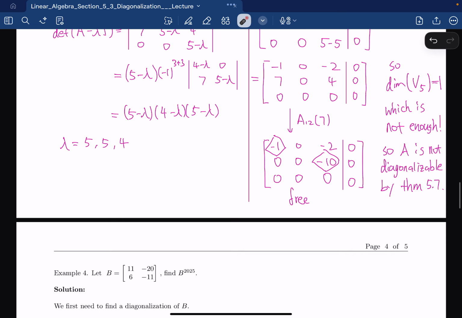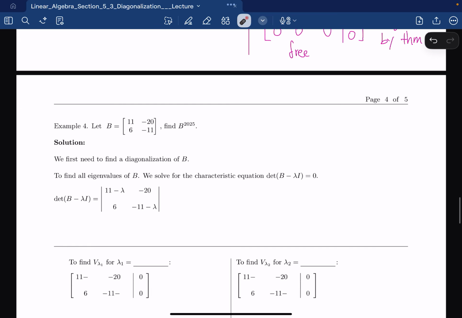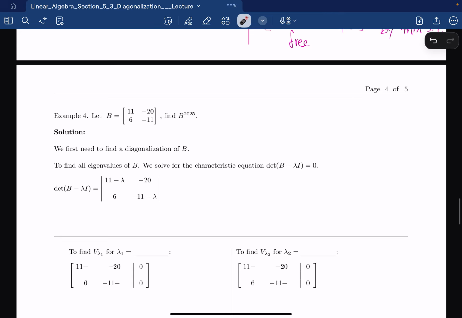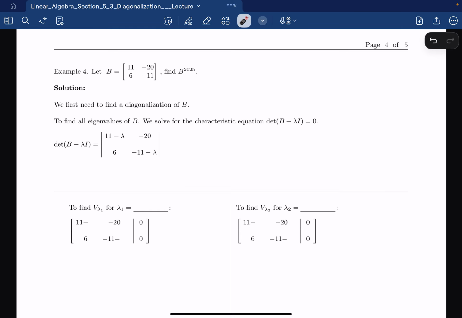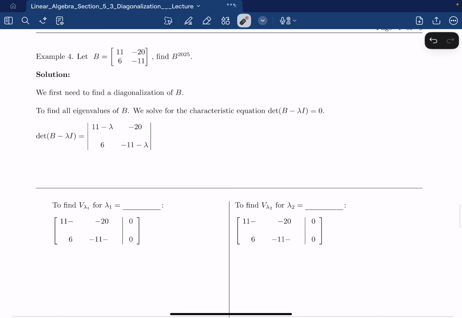Okay. Moving on, let's see another example. Let's tie all of these things together. Here's a matrix B: 11, negative 20, 6, negative 11. And our goal here is to find B to the 2025.